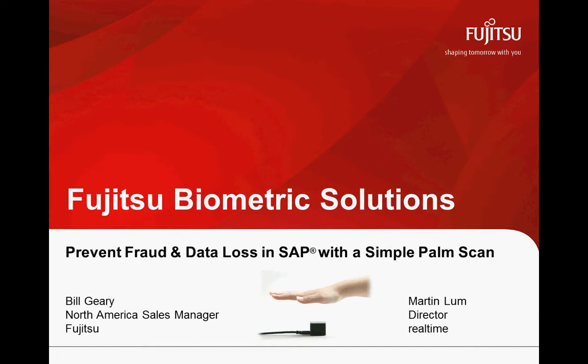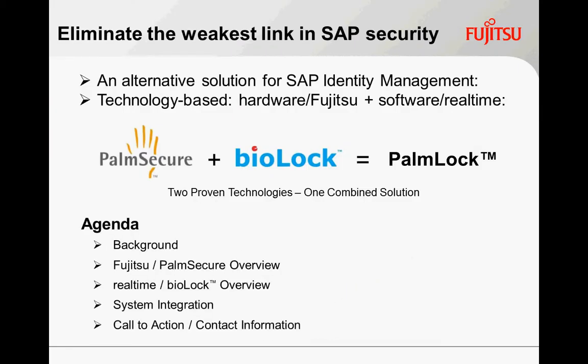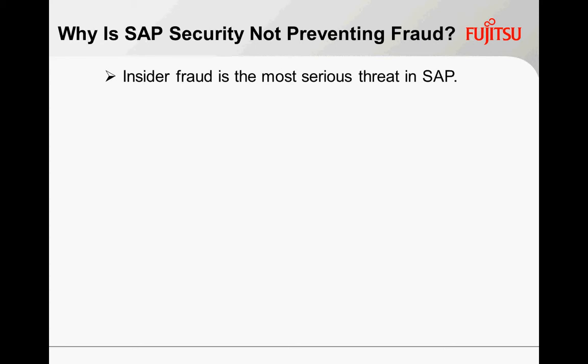Hello and welcome. Today we would like to show how you can prevent fraud or data loss in SAP with a simple palm scan. We will propose to you an alternative to SAP Identity Management. It will be a two-part technology-based solution involving a hardware component from Fujitsu called PalmSecure and a software component from Realtime called bioLock. The key question we're asking is, why is SAP Security not preventing fraud?